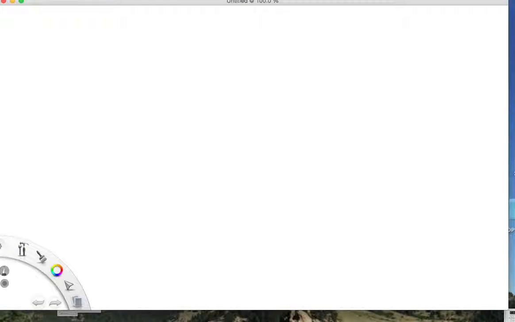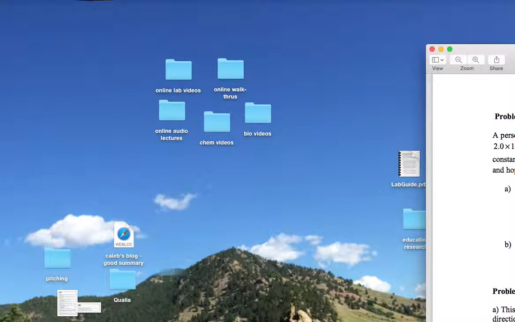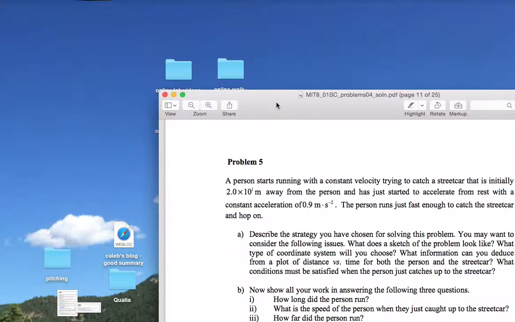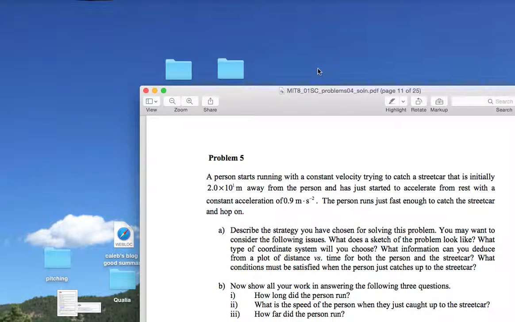Hi, I'm Mr. Sand, and this is a walkthrough of a problem, Puzzler 2, problem number 3, I believe, where a person starts running with a constant velocity, trying to catch a streetcar. Here, I'll just show it to you. There it is. It's very awkwardly phrased.